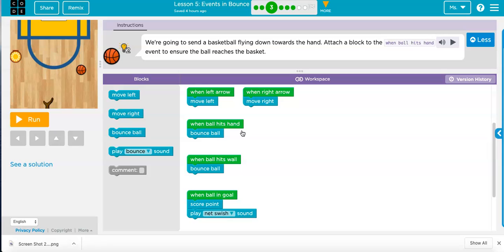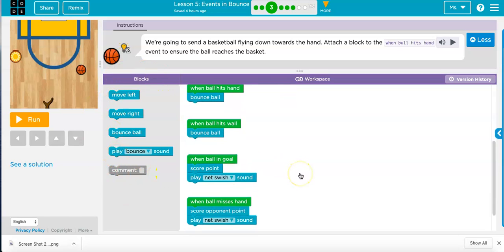Now, when the ball hits the hand, in my mind, and when I'm thinking of basketball, a basketball player is going to take the ball and bounce the ball towards the basket. So I'm not going to put move right, move left. No, when the ball hits my hand, what do I need the ball to do? That's what you guys need to be thinking about as you create this game.